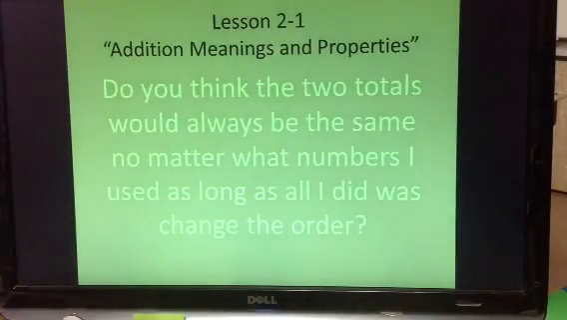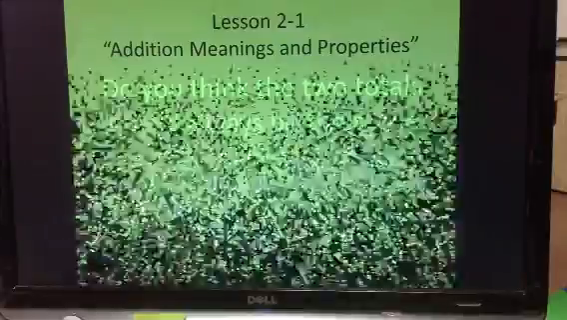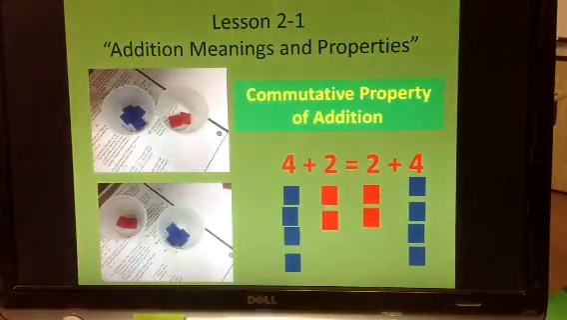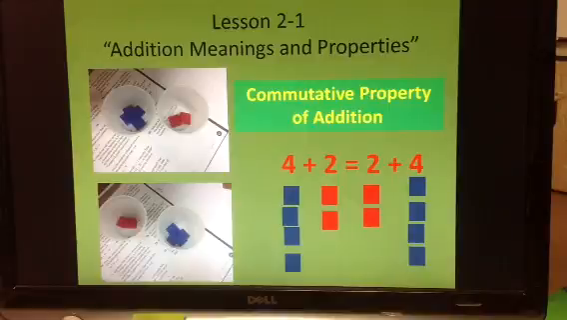Do you think the two totals would always be the same no matter what numbers I used, as long as all I did was change the order? Yes, they would always be the same. This is known as the commutative property of addition. That's a term we're learning, but I think you understand the concept. 4 plus 2 is equal to 2 plus 4.